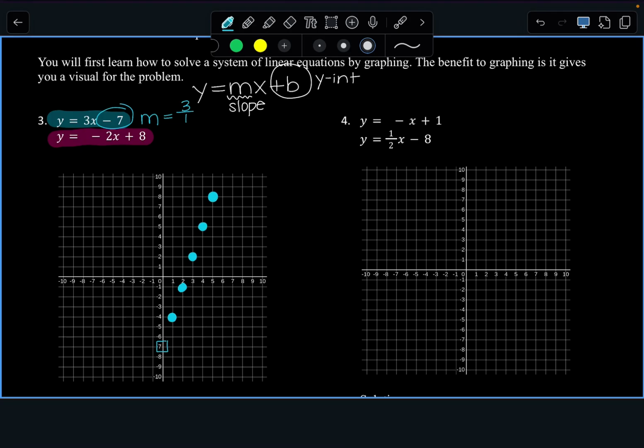And we can also go down 3, left 1. From there, draw a straight line connecting all of those points. Are we okay with that first one?